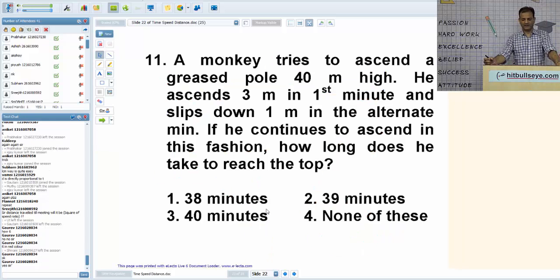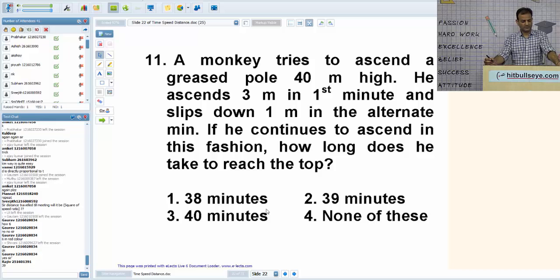A monkey tries to climb a greased pole 40 meter high. Very common question in most of the exams. 3 meter in first minute, slips down 1 meter in the alternate minute. Continues to climb in this fashion. How long does he take to reach the top?